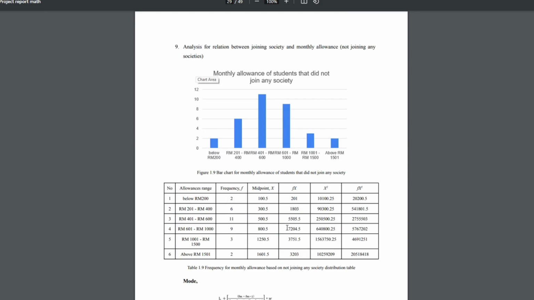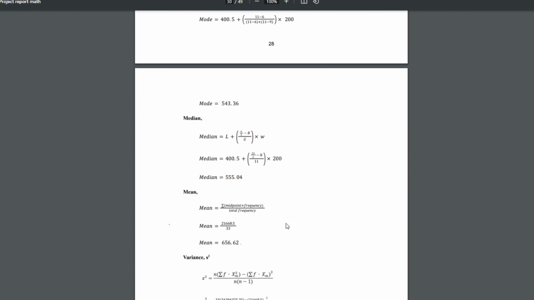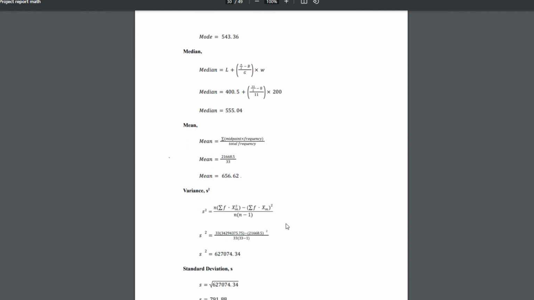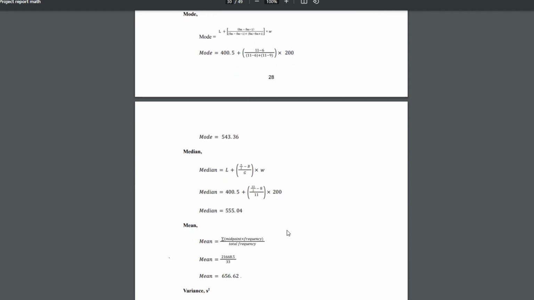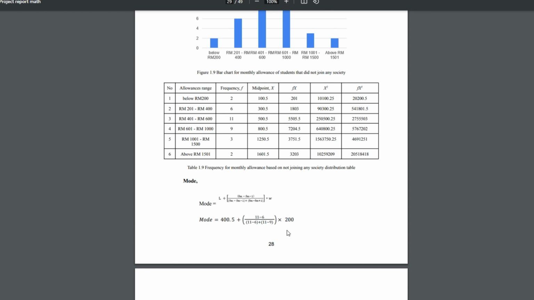So for the last analysis, we have analysis for relation between joining society and monthly allowance, but this one is for the ones that did not join any societies. So here is the calculations. So an average of the monthly allowance for the students that did not join any societies is 656 ringgit 62 cents, and the median for it is 555 ringgit 4 cents, which falls to the class between 401 ringgit to 600 ringgit.